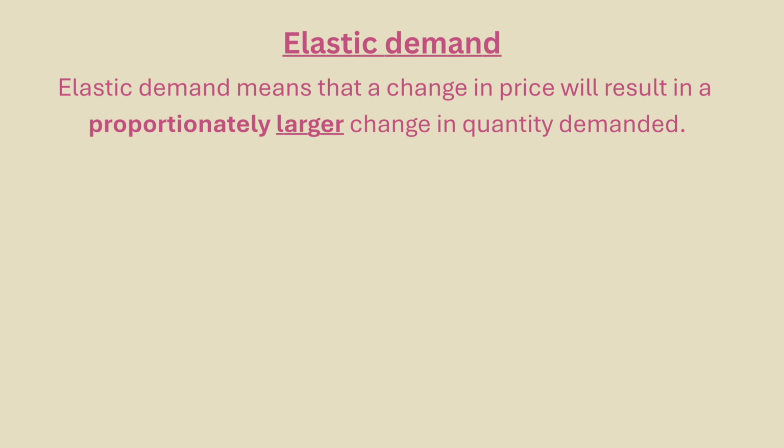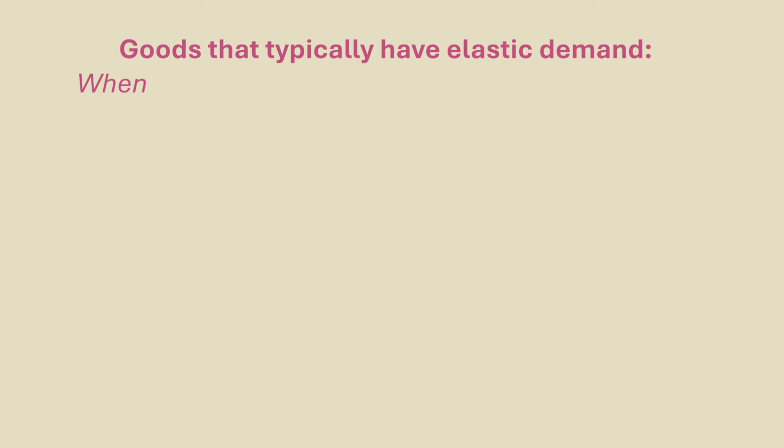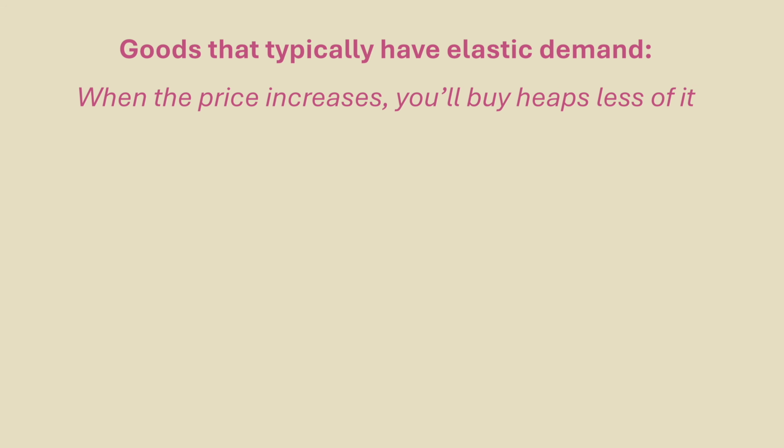An increase in price results in quite a big decrease in quantity demanded. You can see here that the change in quantity is proportionately larger than the change in price. Things with elastic demand have a flatter demand curve. What sorts of things might have elastic demand? These are things that, when the price increases, you'll buy heaps less of it.